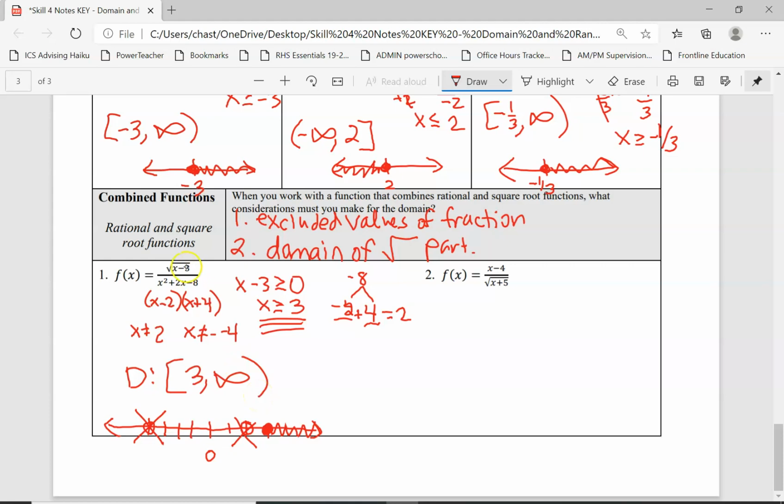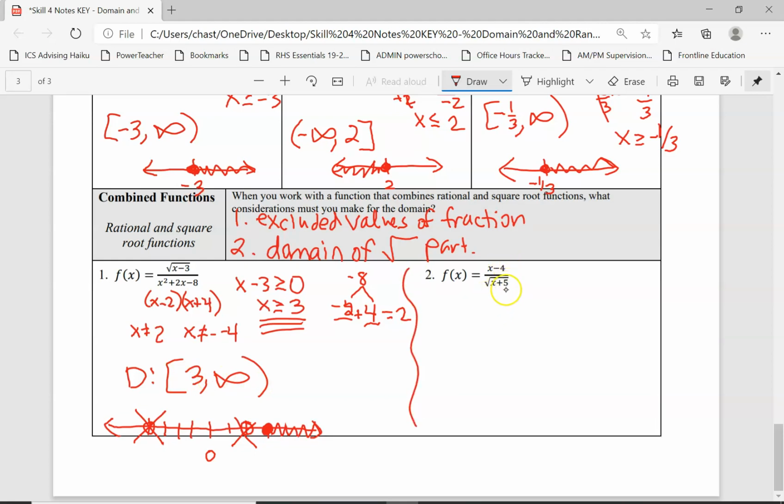If this had been an x plus 3 at the top instead of x minus 3, and therefore making x greater than or equal to negative 3, we would have had a hole in the middle of our shaded part, and we wouldn't have had an inequality quite like this.